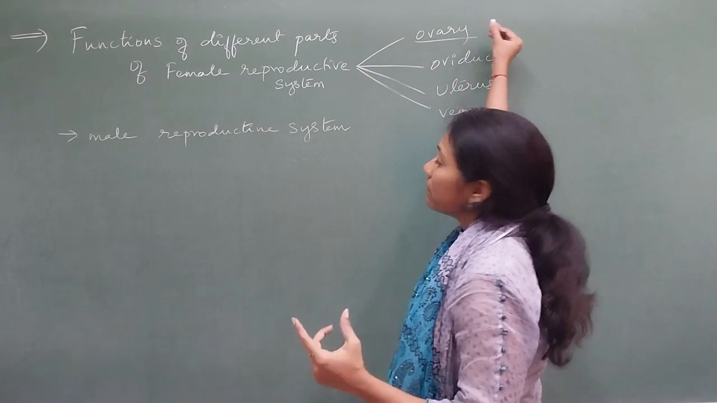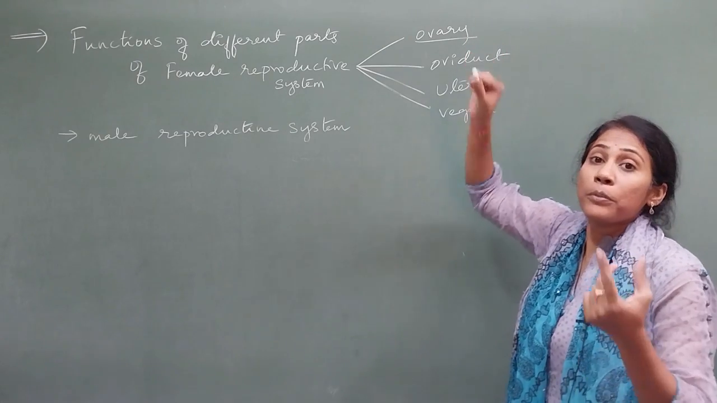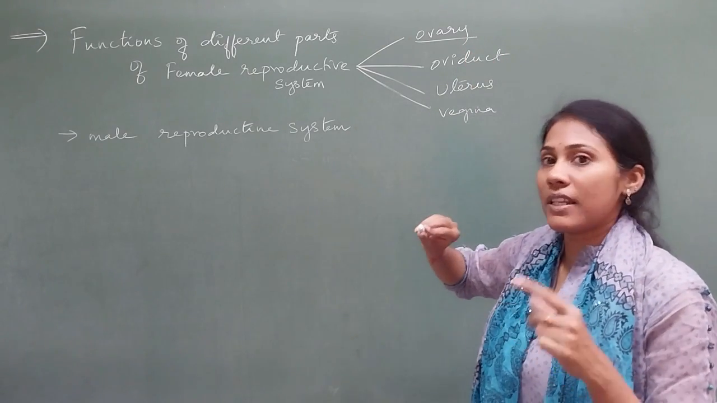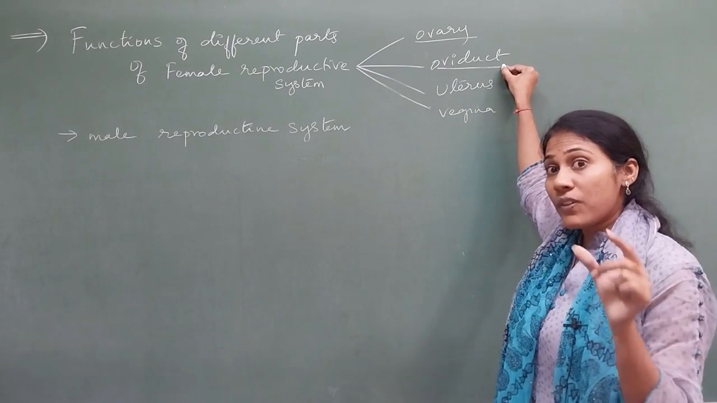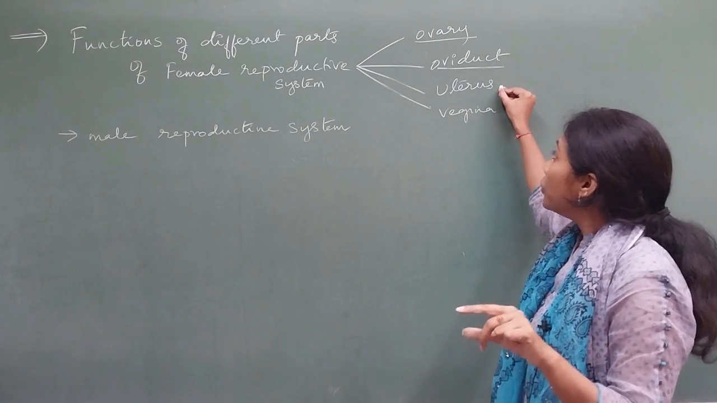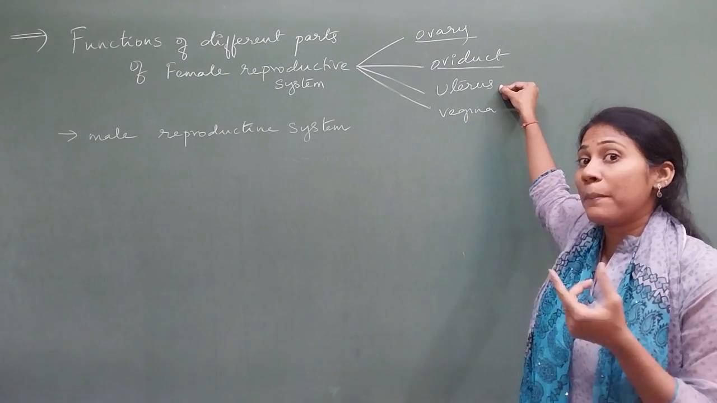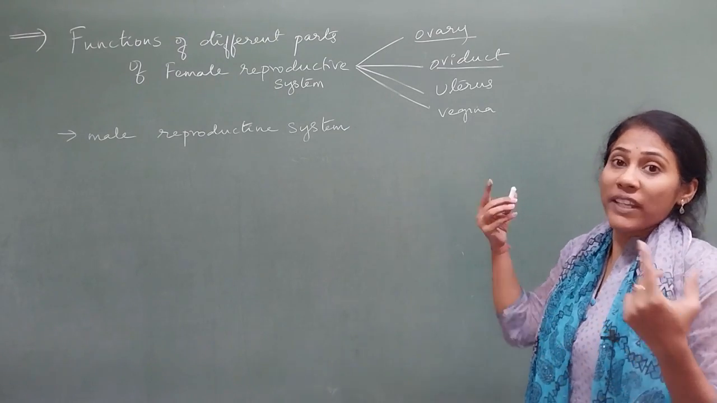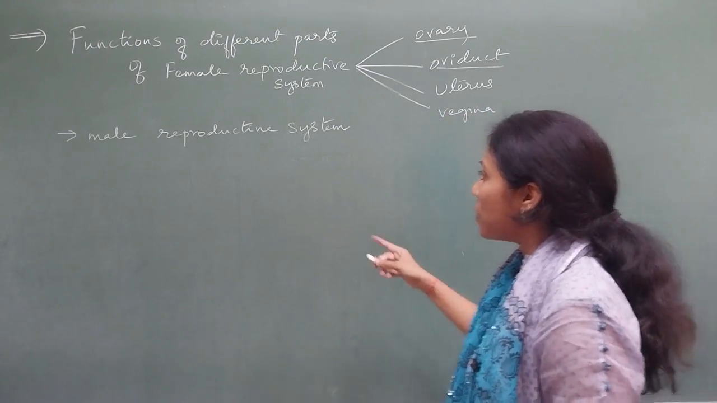So, the ovary, two ovaries, produces eggs. The ovary produces female hormones like progesterone and estrogen. The oviduct is the place where fertilization happens. The uterus helps in the nourishment of the embryo for about 9 months. The vagina is the passage through which the entry of sperms takes place. So this is how you can mention it.